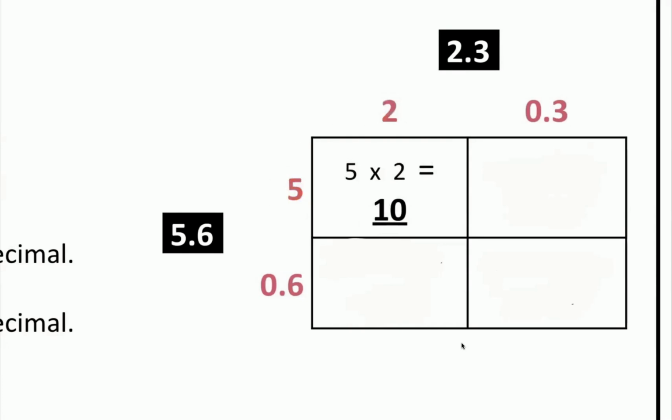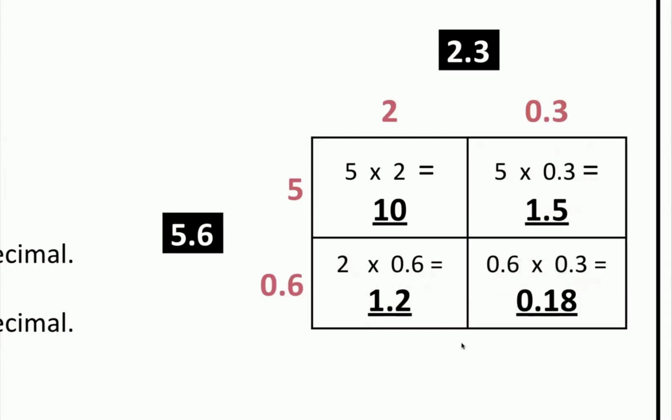Then we'll do the same thing to our next square. Directly above our next square is 3/10, and to the side is 5. 3/10 times 5 is 1.5. 2 times 0.6 is 1.2, and so on.